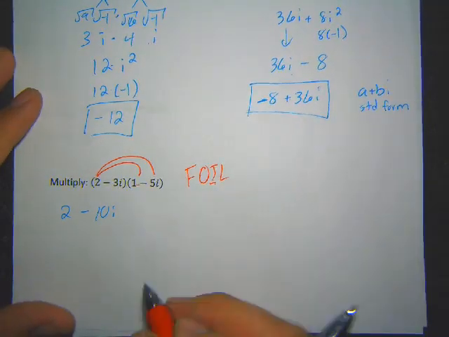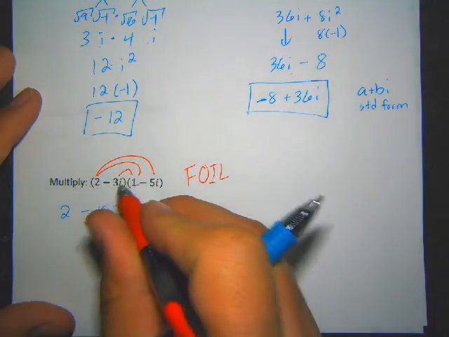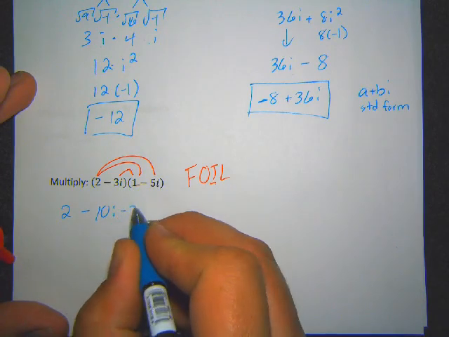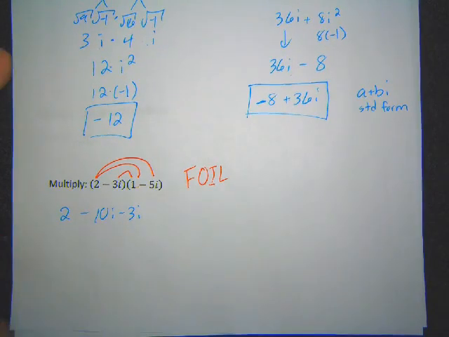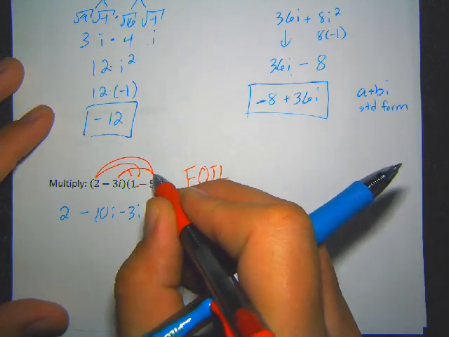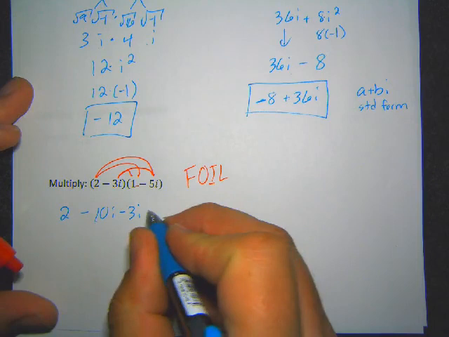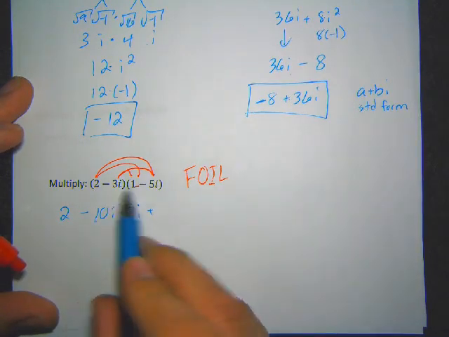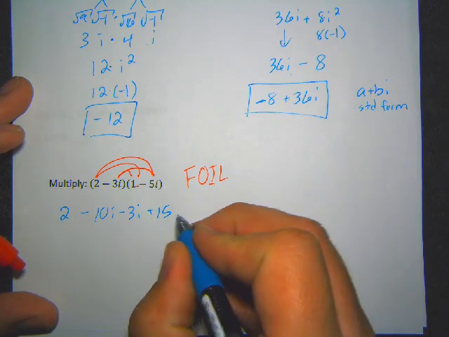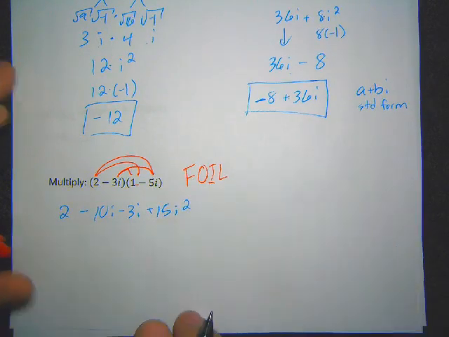Then I do my inner. So inner is the inside 2 parts. So I get negative 3i times 1. Well, 1 just keeps it the same, so I'm going to get minus 3i. The negative 3i still. And then last, I'm going to take the negative 3i times the negative 5i. Well, negative times negative gives me a positive, right? Double negative makes a positive. 3 times 5 gives me 15. And i times i gives me i squared.